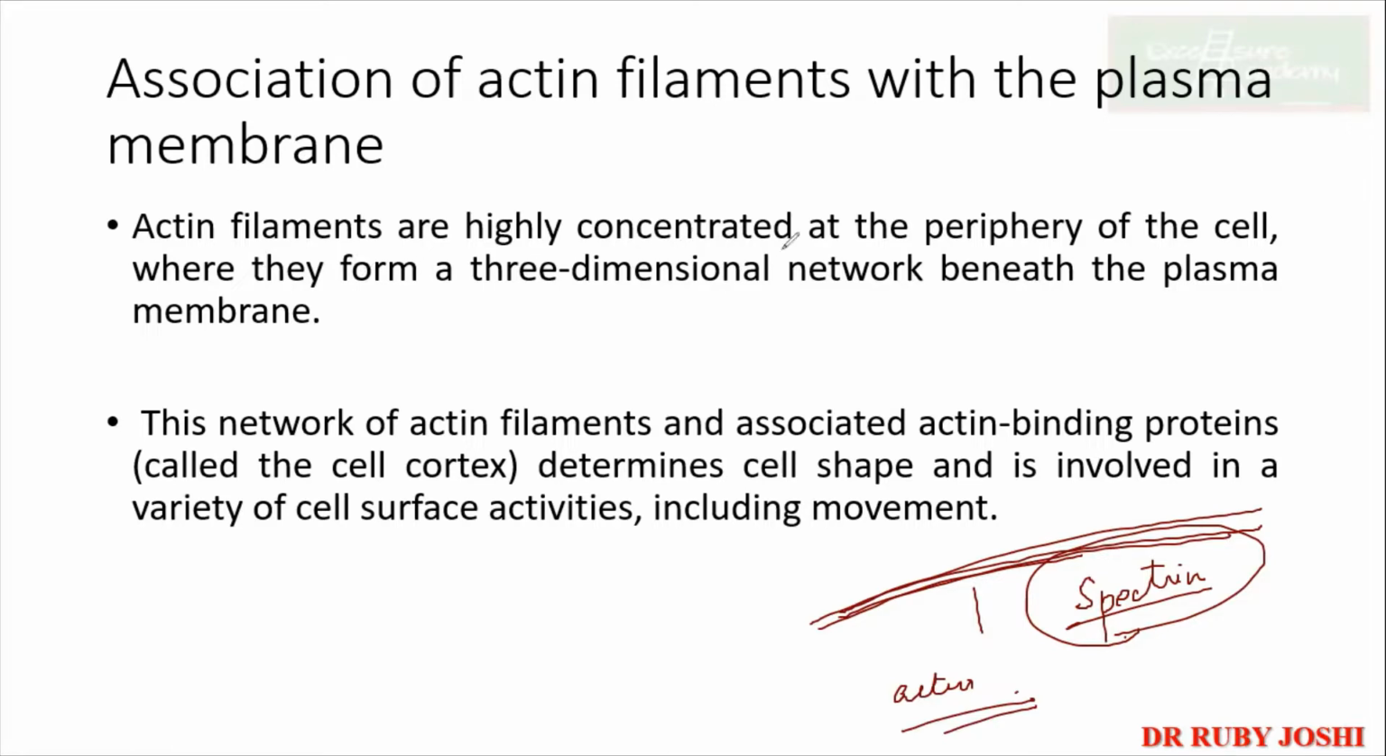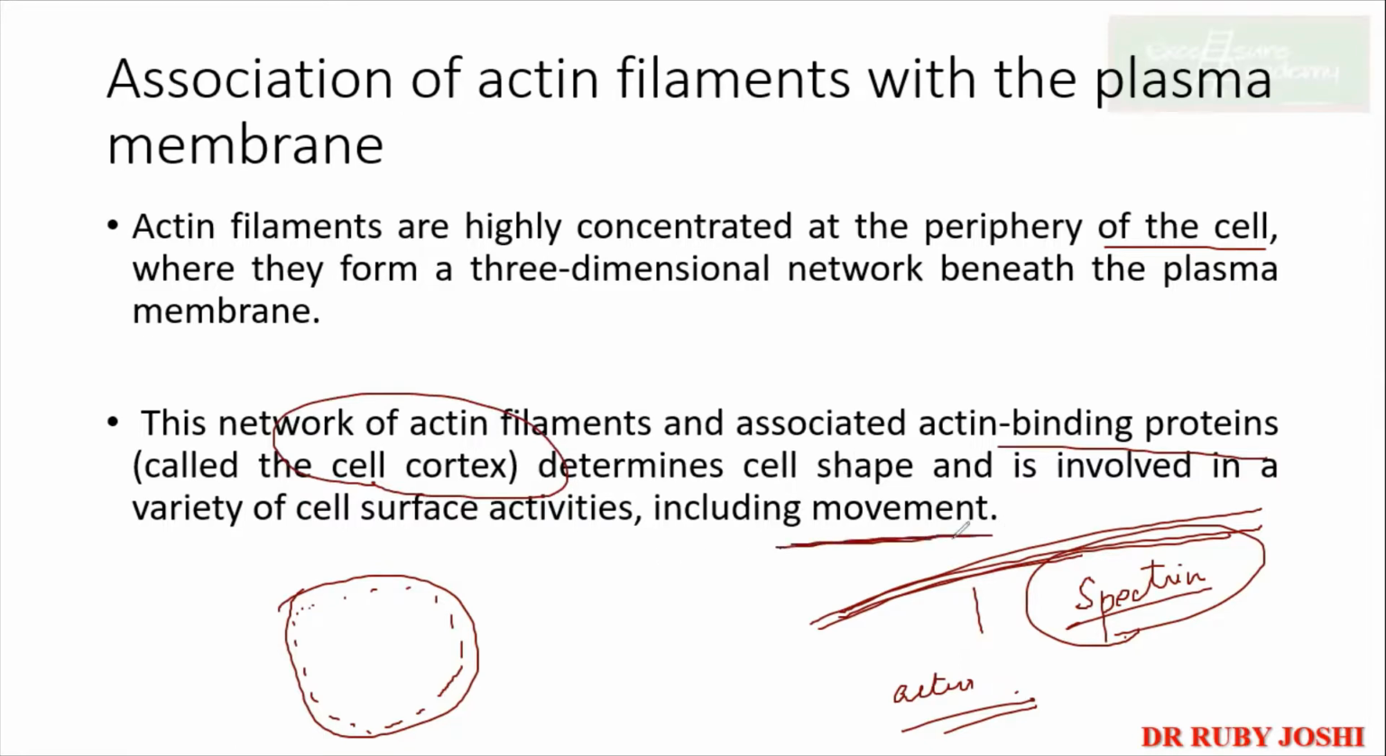Actin filaments are highly concentrated at the periphery of the cell, where they form a 3D network beneath the plasma membrane. So as I said, in order to maintain its 3D structure, actin filaments are present mainly over here. Now, this network of actin filaments associated with actin binding proteins is known as the cell cortex. It determines the cell shape and is involved in a variety of cell surface activities, including movement.